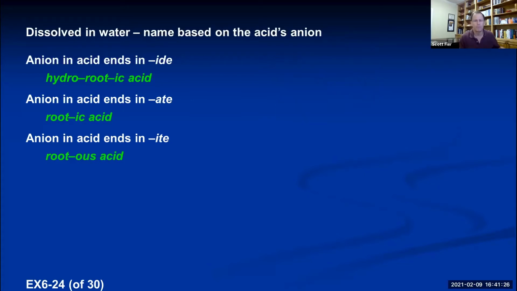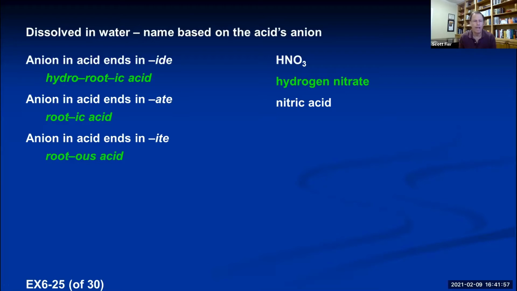Okay? Let's try this. If we name this as an ionic compound, it's hydrogen bonded to nitrate, so that's hydrogen nitrate. How would you name HNO3 when it dissolves in water? It's now an acidic solution because of the hydrogen in the front that it releases. Well, the anion name ends in ATE. So you drop the ATE and replace it with ic, and you're done. This is called nitric acid.